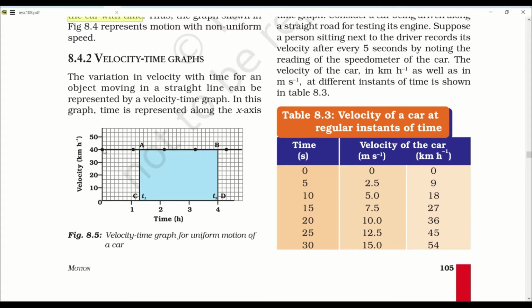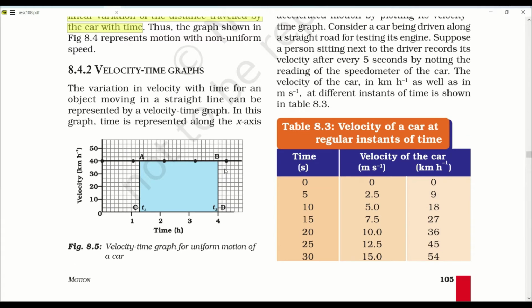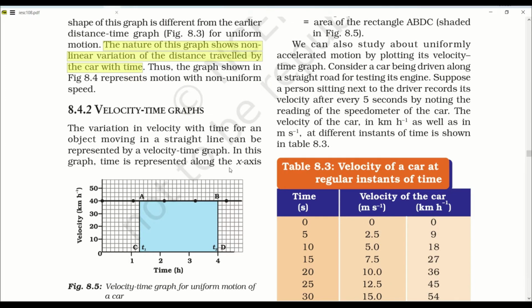Here you can see the velocity of the car is 40 km per hour at some point A. It is still 40 km per hour at some point B after it has traveled time t2. At time t1 it was 40 km per hour. At time t2 the same velocity has been maintained, that is 40 km per hour. This shows that the object traveled with uniform velocity, correct? So it is traveling with a uniform velocity.